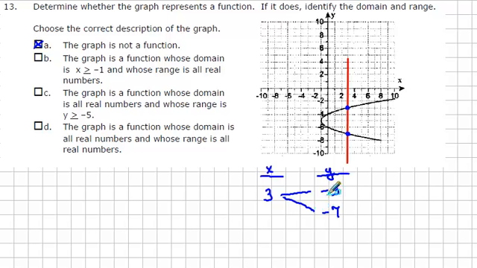There's not one output for each input. In this case, there can be more than one. So the graph is not a function.